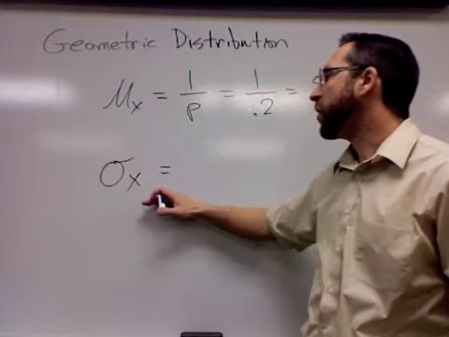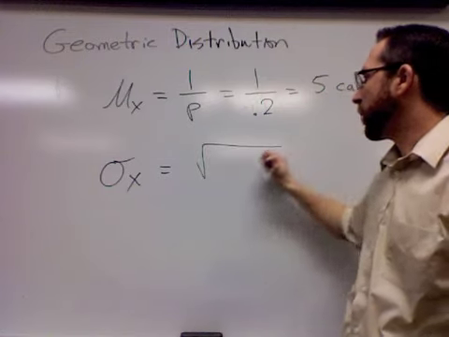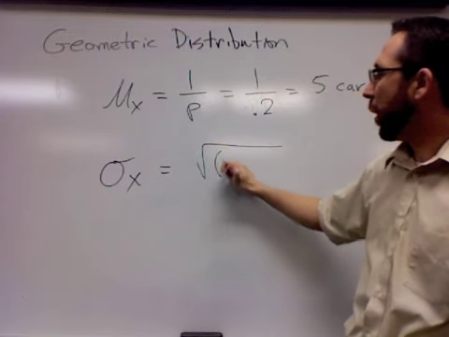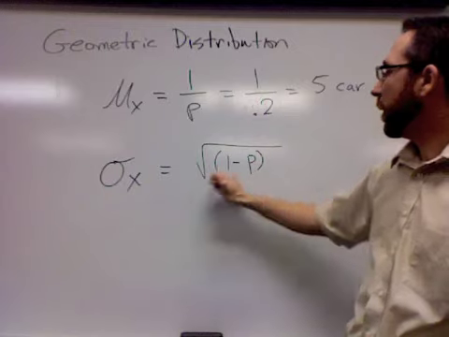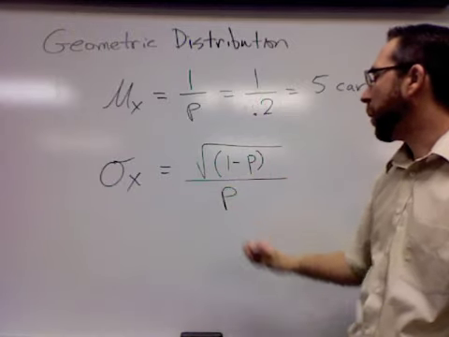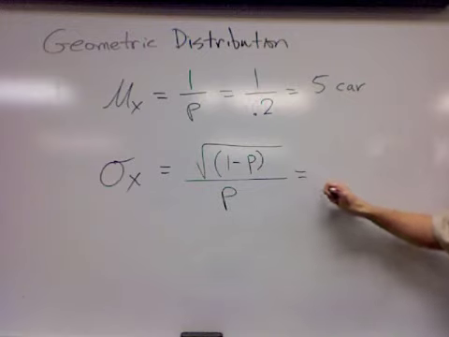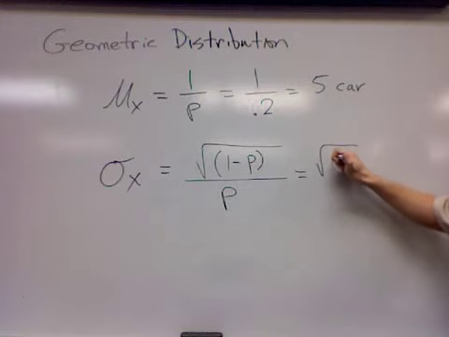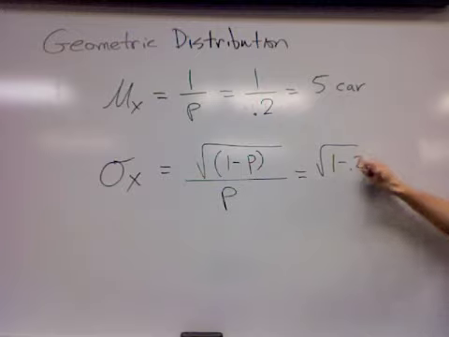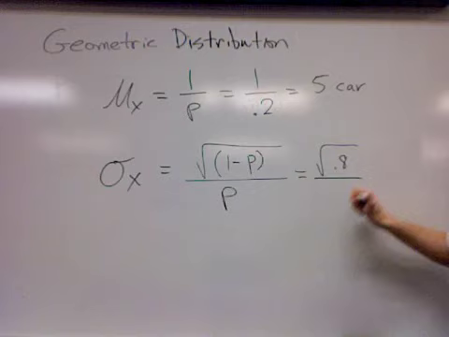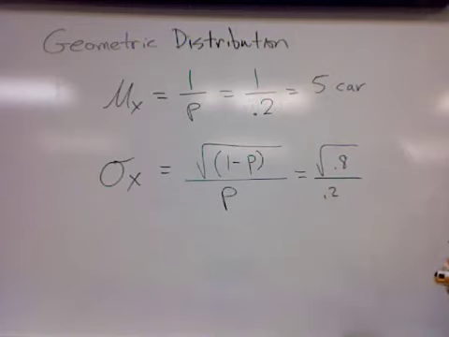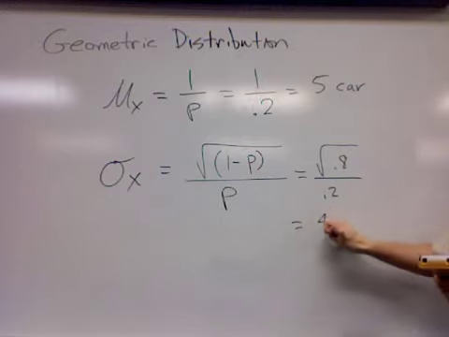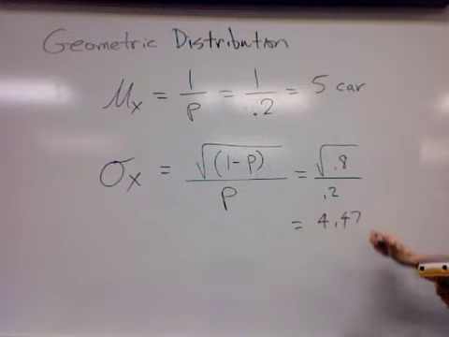As far as the standard deviation goes, that formula is a little bit unusual. It's the square root of the probability of failure divided by the probability of success. So in this particular case, it would be the square root of 1 minus 0.2, which would be 0.8, divided by 0.2. And that ends up being 4.47 cars.